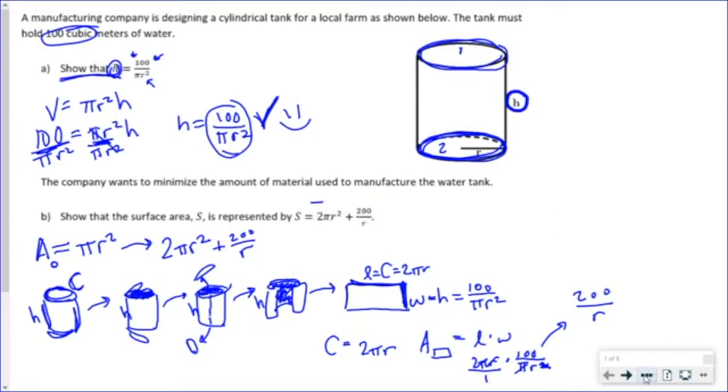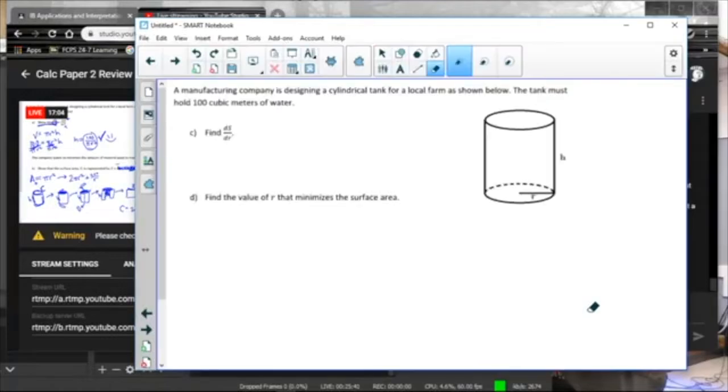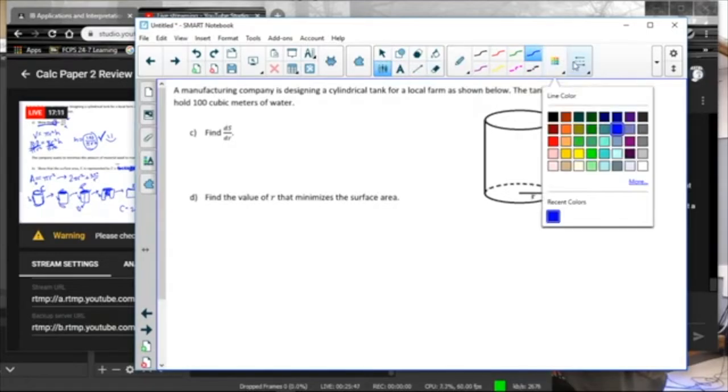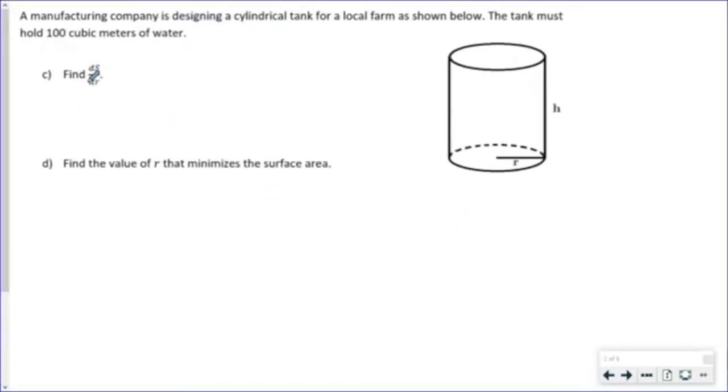I know. So, next. We're not done yet. We haven't done the optimization yet. Okay, next part. Find dS/dr. What they're asking for here is the derivative of our surface area. So they want our surface area formula that we got.